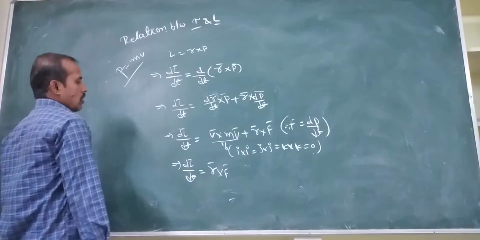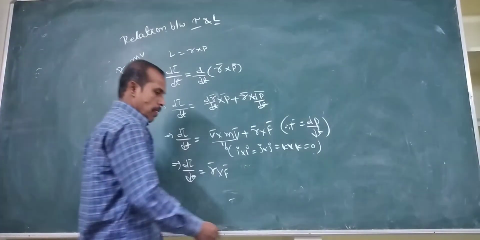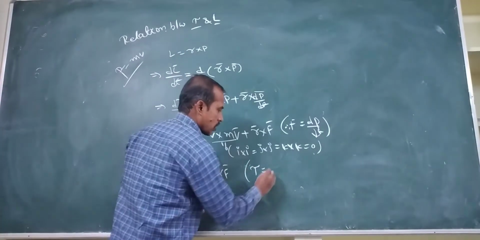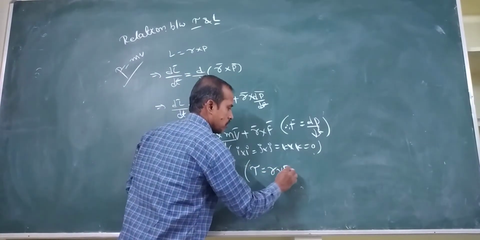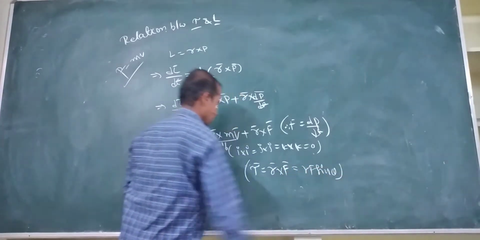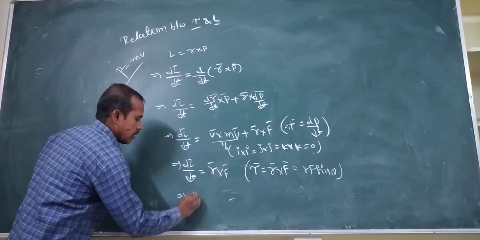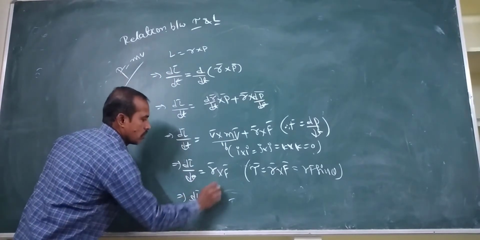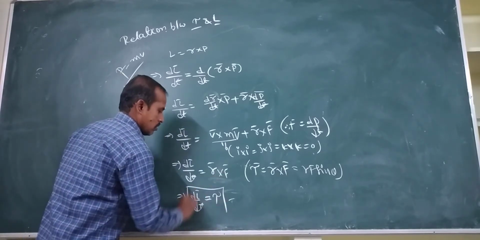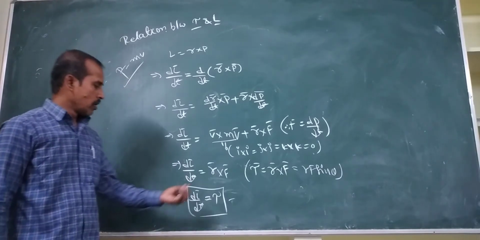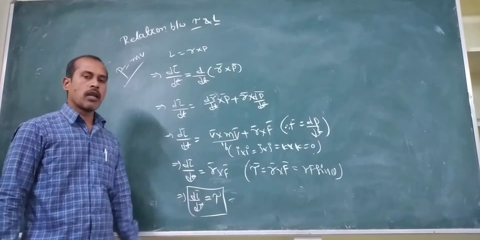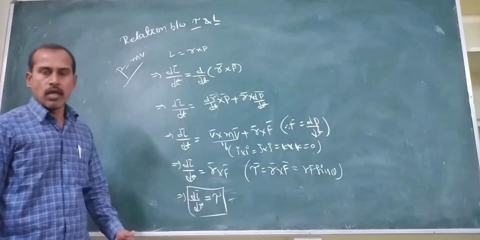Now, from the previous equation, torque is equal to r cross F, that is equal to r F sin theta. So dL/dt is equal to torque. So the relation is that torque, or moment of force, is equal to the rate of change of angular momentum.